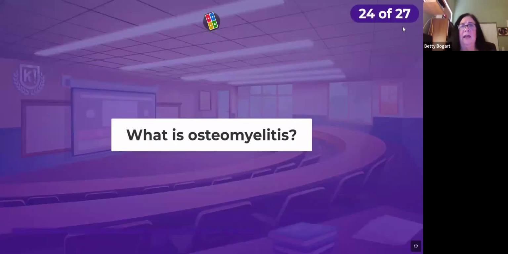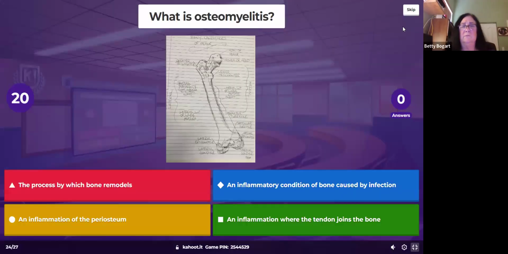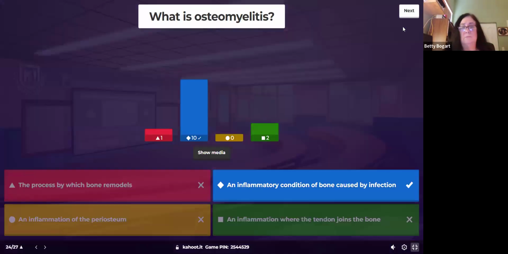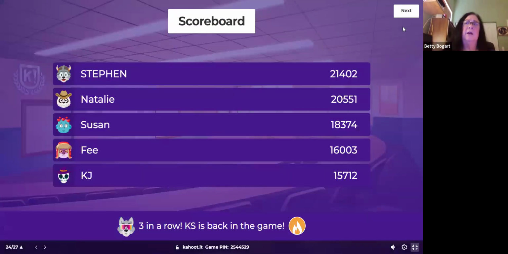What is osteomyelitis? So osteomyelitis, itis means inflammation or infection. It's an inflammation of the bone, osteo. Very good.